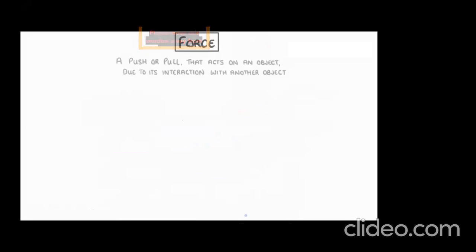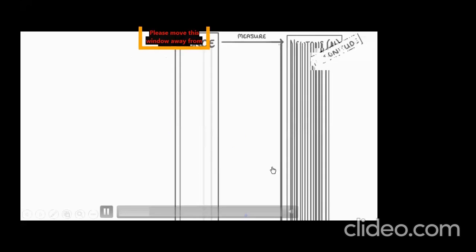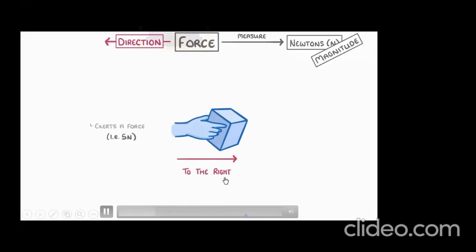Now, first of all, they define a force as a push or pull that acts on an object due to its interaction with another object. You can see that the hand is exerting a force of 5 Newton in the right direction.